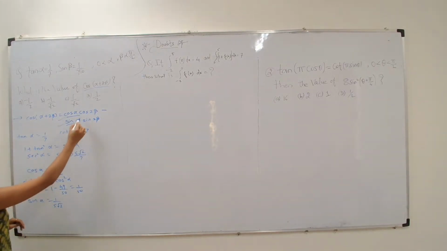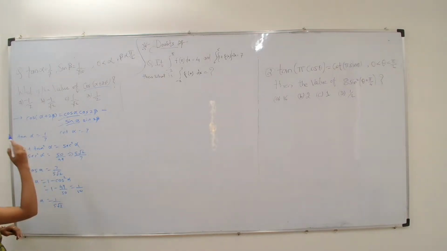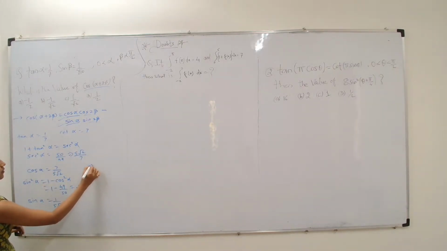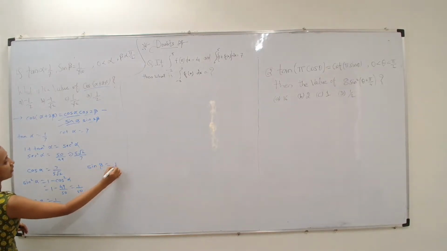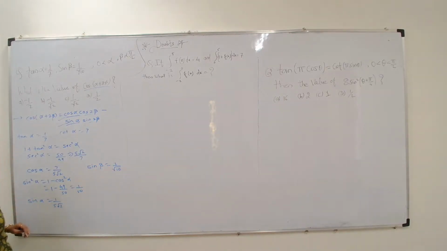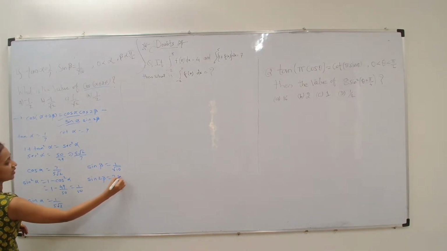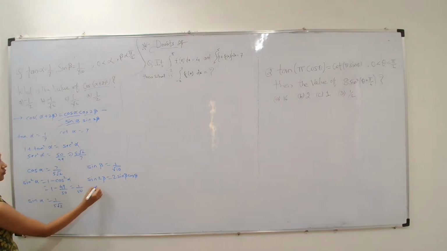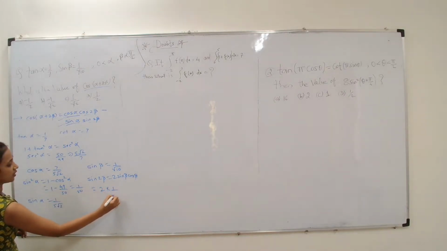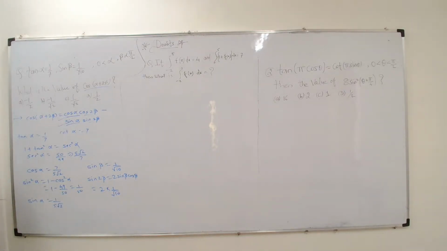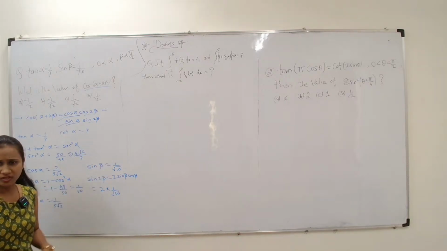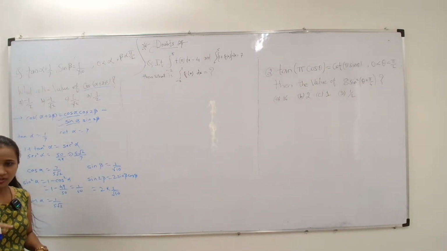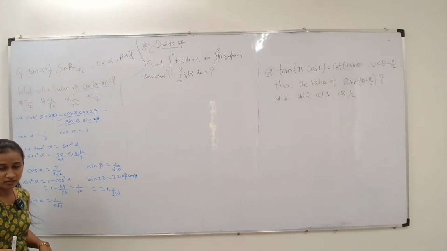Second one is cos 2 beta and sin 2 beta. You have beta only, right? क्या है? Sin beta is equal to 1 by root 10. Right? So sin 2 beta is 2 sin beta cos beta, is it? That is equal to 2 sin beta. Cos beta will be 1 minus sin square beta.